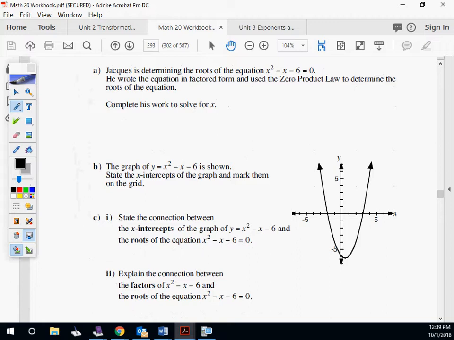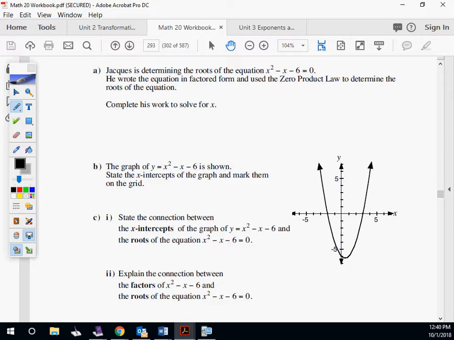Investigation 2. What's changing now is we're looking at a parabola, so now we're doing the quadratic piece. That last one was linear. We're not going to be doing those. This is what we're going to be focused on today. Jock is determining the roots of the equation x squared minus x minus 6. He wrote the equation in factored form and used the zero product law to determine the roots.